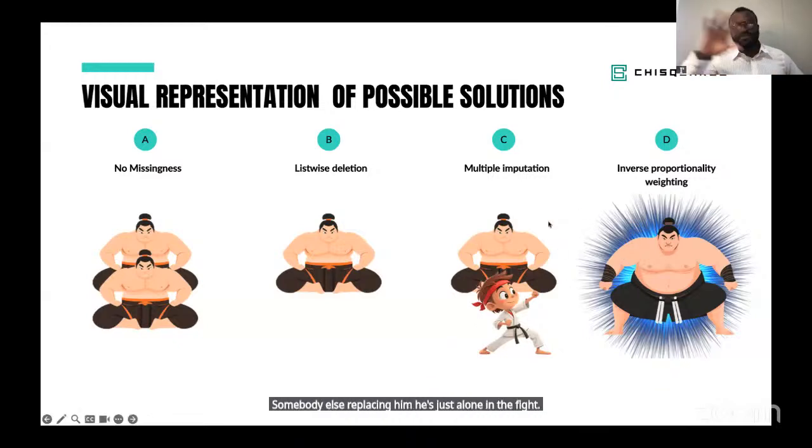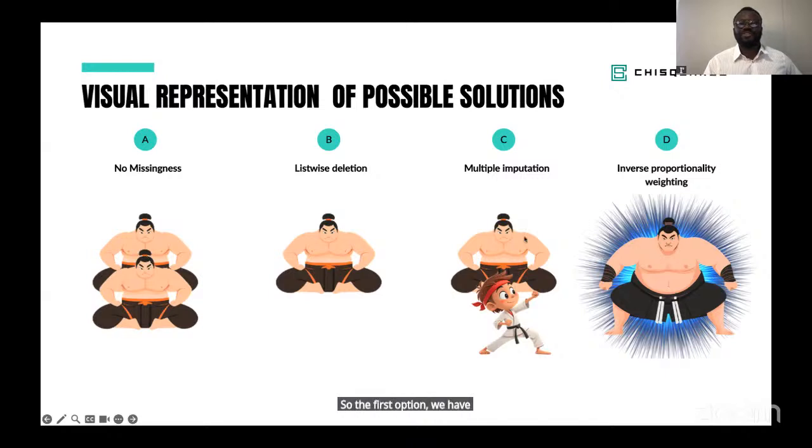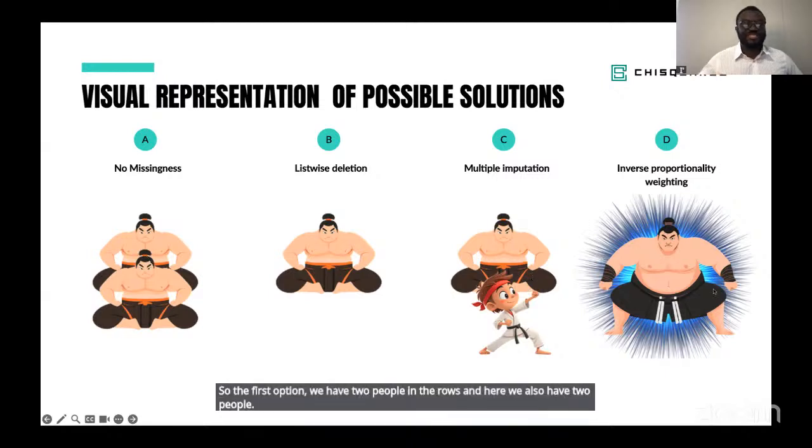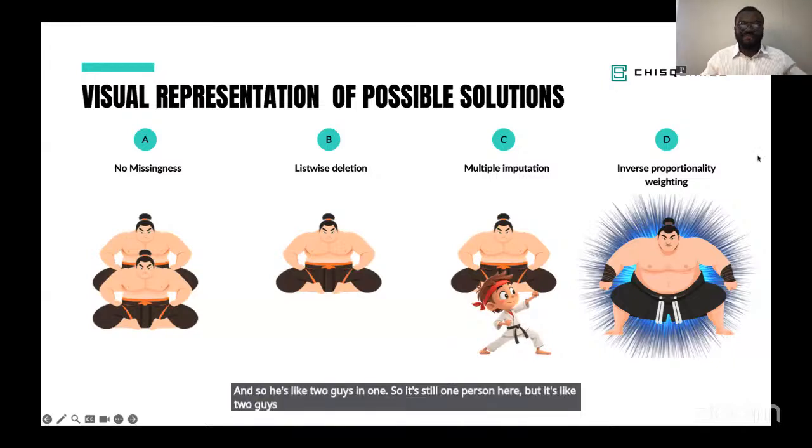Option 3, we look around the stadium and say, we will pick the guy who we think is closest to the guy who is missing, so that we have 2 people here. So the first option, we have 2 people in the rows, and here we also have 2 people. And then lastly, we say we're going to supercharge this guy, so he's really big, and so he's like 2 guys in one. So it's still 1 person here, but it's like 2 guys. Those are the 4 broad options we have.